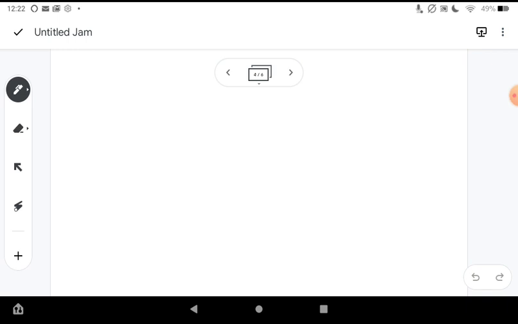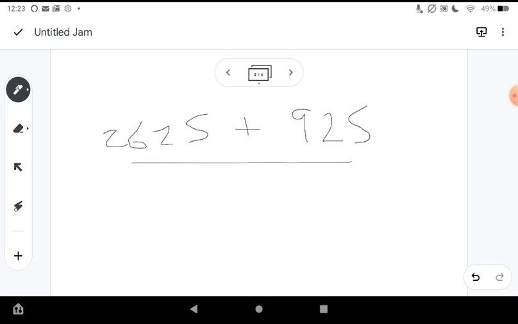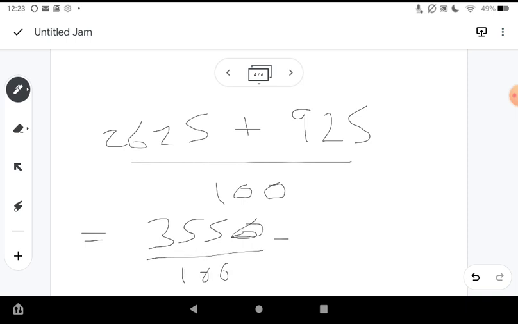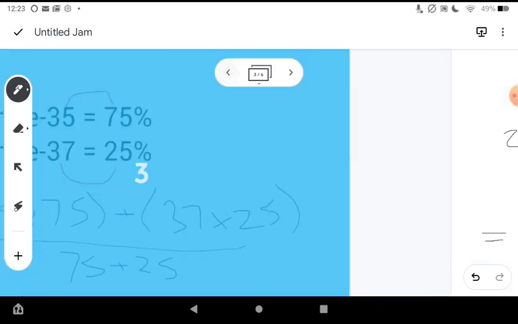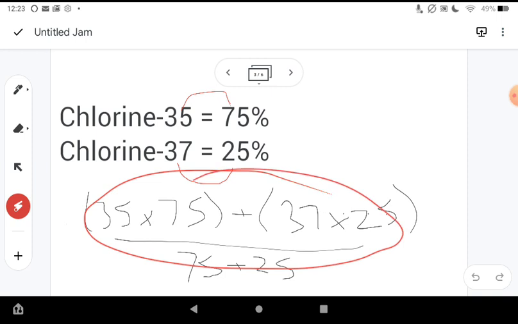35 times 75 gives you a value of 2625. Add that to the value of 37 times 25, which is 925. Divide it by 75 plus 25, which is 100. When you put those on top, that's 3550. There's a 0, not a 6. Divided by 100, it gives you a value of 35.5. That's how you should be writing it as a working out in the exams, because it makes it really clear where you've got the numbers from, including this here.